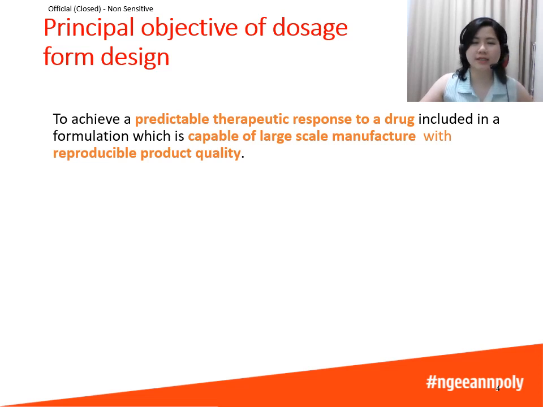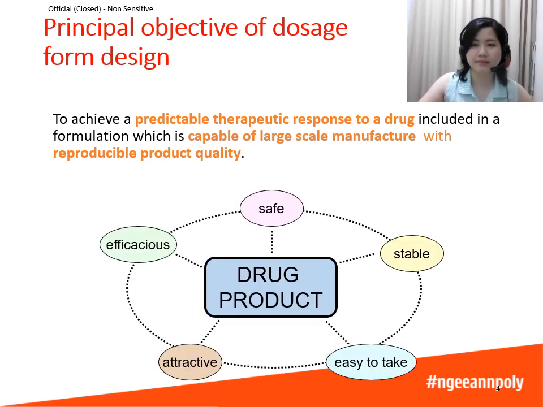The main objective of dosage form design is to achieve a predictable therapeutic response to a drug included in a formulation, which is capable of large-scale manufacture with reproducible product quality. The drug product should be safe and effective, stable, and acceptable to patients.